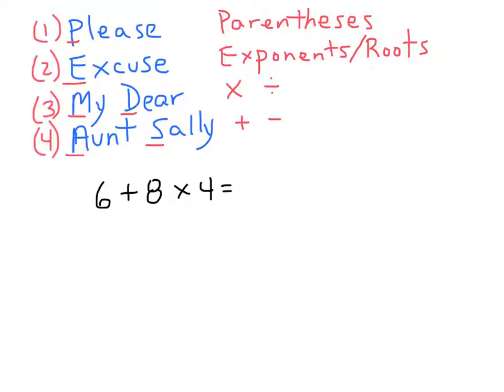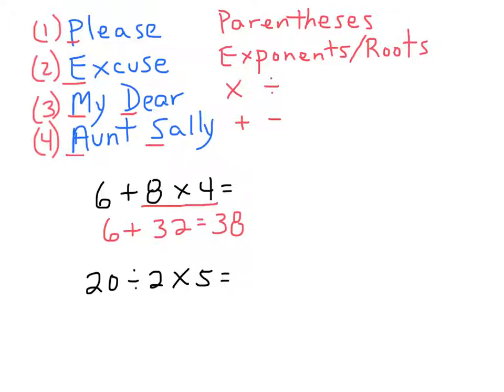So let me give you some examples of using order of operations in problems. Here I have 6 plus 8 times 4 equals. So the very first thing I have to do is the multiplication, because multiplication, division, comes before any addition, subtraction. So I am going to have 6 plus 32, so my final answer to this is 38.